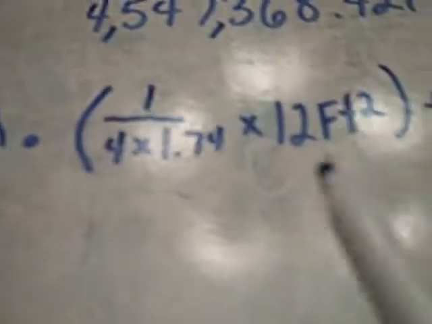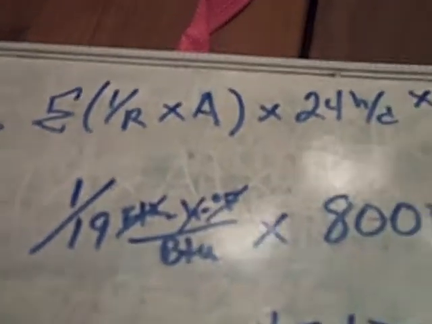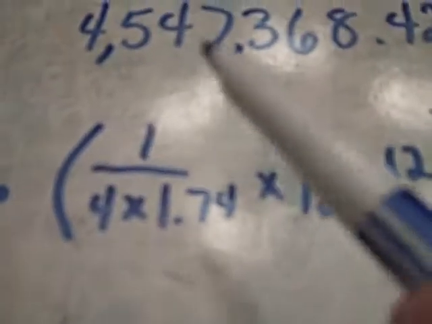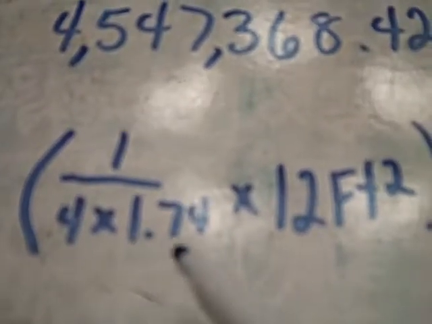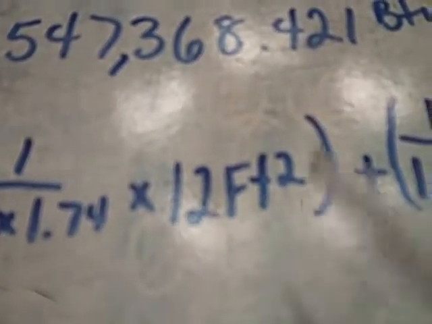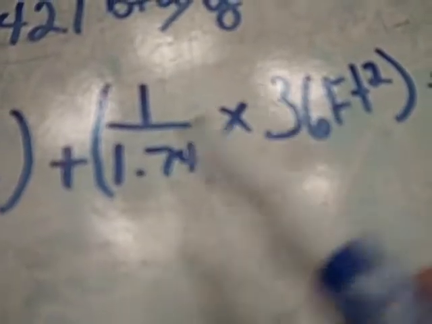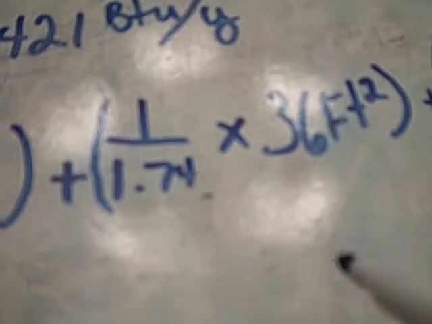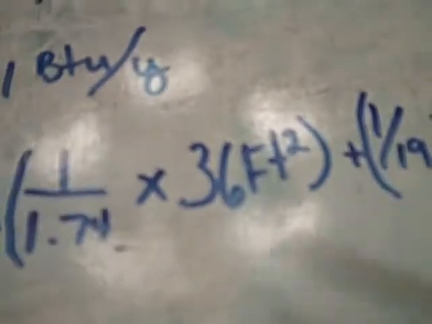All right, so for A, to find my 1 over R's and areas and the sum of all of them, I have to write out each piece longhand. So I have my windows at 1 is going to be 1 divided by 4 times 1.74, and I'm going to divide that all into 1, and that's going to be times 12 feet squared. For my sliding door, I have my 1, which will be divided by the 1.74, and that's going to be times the 36 feet squared for the sliding door.